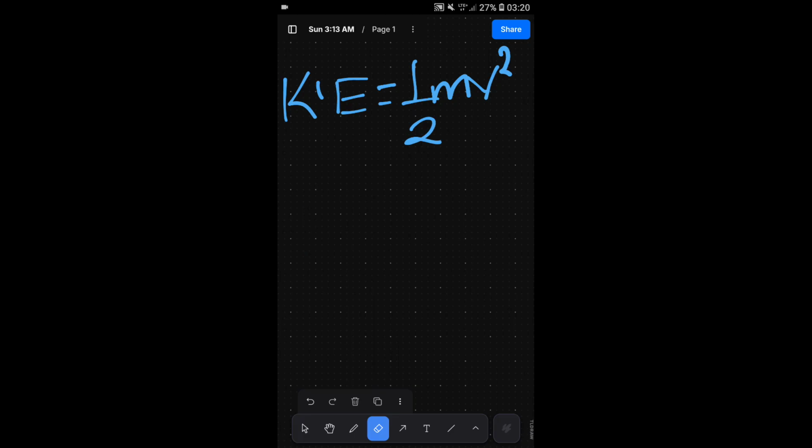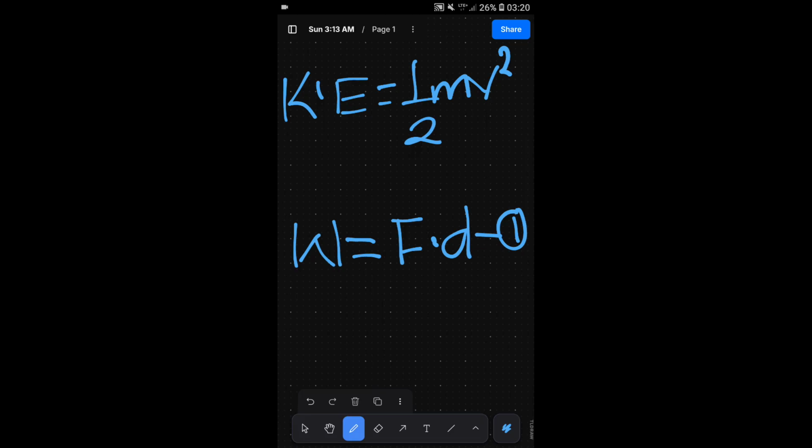So W, the work done, is equal to force dot, the dot means times. Okay, this is equation 1. So W equals force times distance, and that is the expression for work done.